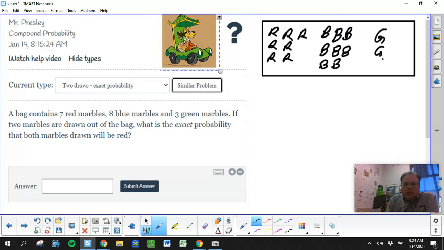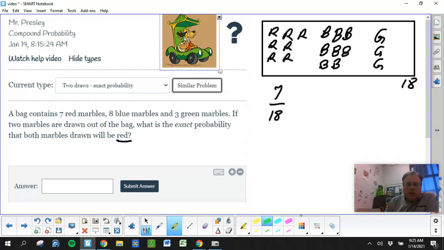A lot of marbles this time. And while we're at it, let's go ahead and add them up. 7 and 8 is 15, plus 3 is 18, so there's a total of 18 here. Double checking that. Now this time we want to draw 2 marbles. Exact probability means a reduced answer. Both are red, so I want red this time. Red to start with is 7 reds out of a total of 18.